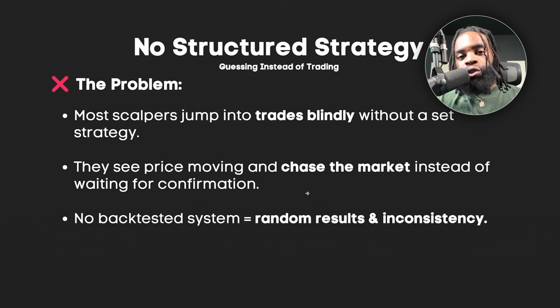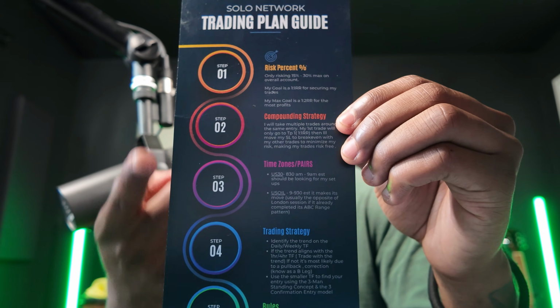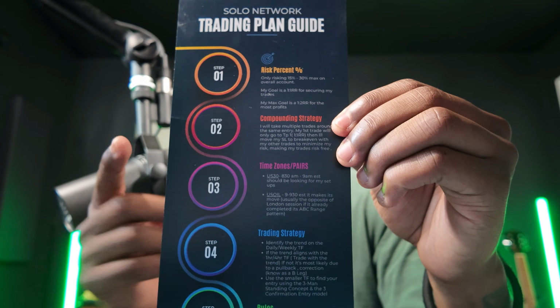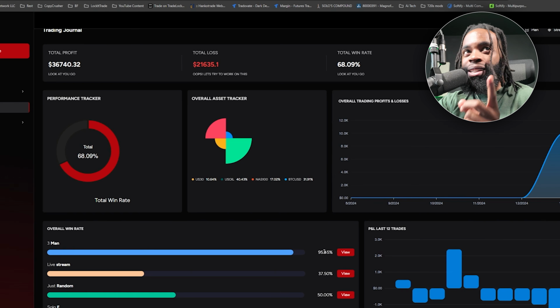No structured strategy, guessing instead of trading, that's a big red flag. Most scalpers jump into trades blindly without a set strategy. Traders who follow a consistent trading plan are 3 times more likely to be profitable than any other trader, studies show. Having a strategy gives you predictable results rather than guessing, and this is exactly why I like to have all of my different strategies so I know which strategy is more profitable. And as you guys see, it is my 3-man standing strategy.